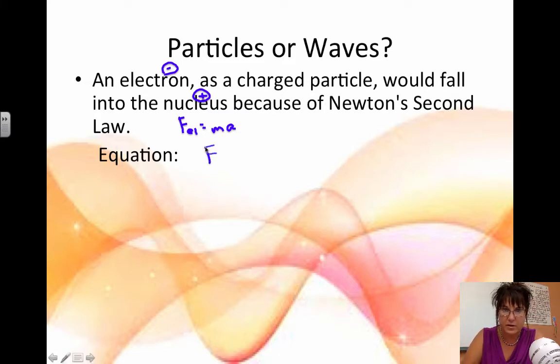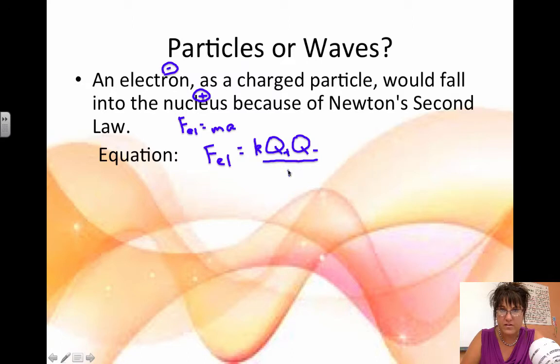Another equation, besides Newton's second law, is the electrical force described by Coulomb's law. The charge of the first particle, or the positive particle, multiplied by the charge of the negative particle, divided by the square of the distance between them, or the radius between them. And that we can set equal to Newton's second law, and we would be able to describe the attractive force between a positive charge and a negative charge.